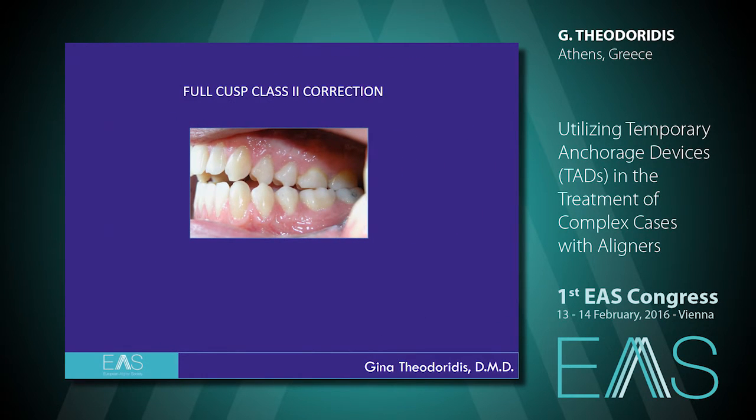So, going back to our full cusp class II correction, my personal protocol is that if I have to distalize more than 2.5 millimeters, then this is the time that I consider skeletal anchorage for this correction.